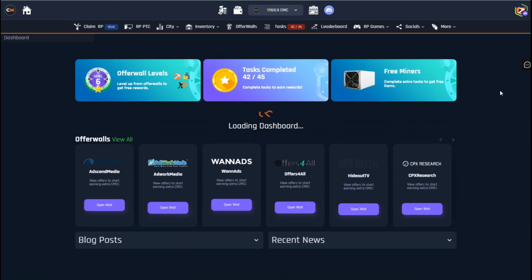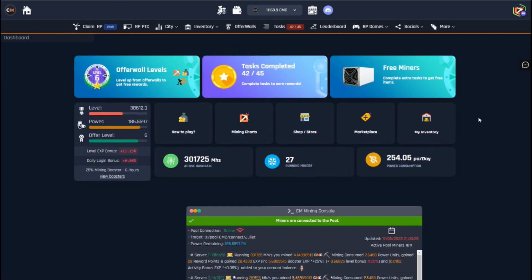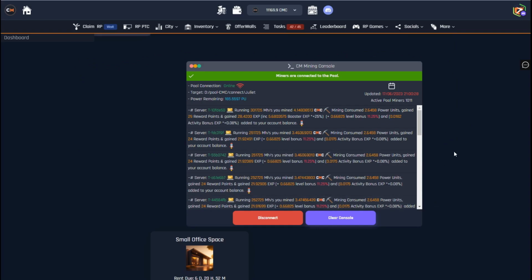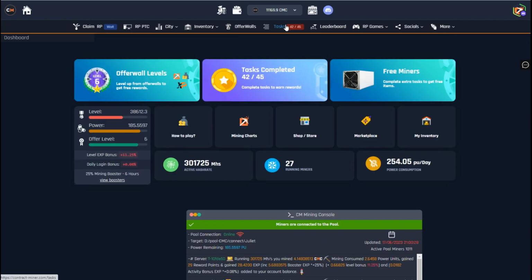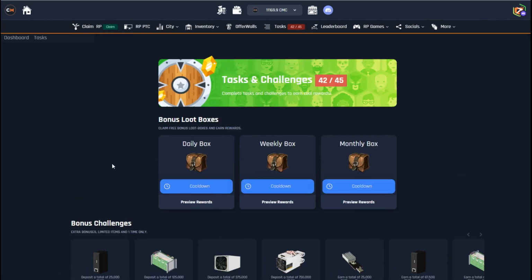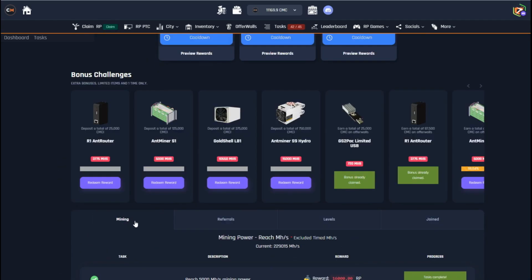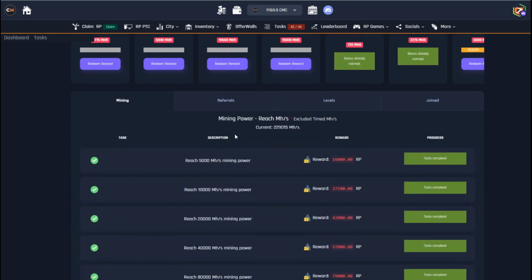So obviously, going back to why I think this site is becoming better and better. We've just done all those challenges and gained those free items. Don't forget you've got the tasks up here. So you've got mining tasks, and that's all about how much power you earn. You've got referrals if you do promote them.